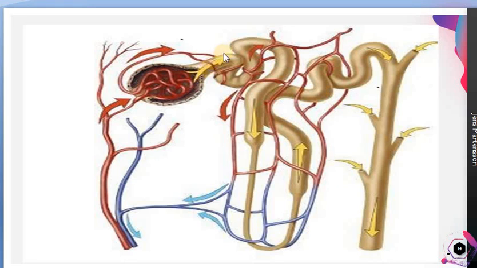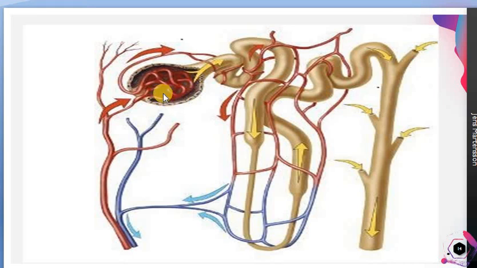Now the glomerular filtrate will pass through this tubule, and there are some more processes to occur. So now you are learning only about the formation of glomerular filtrate by a process called ultrafiltration. So what are the things we have studied?